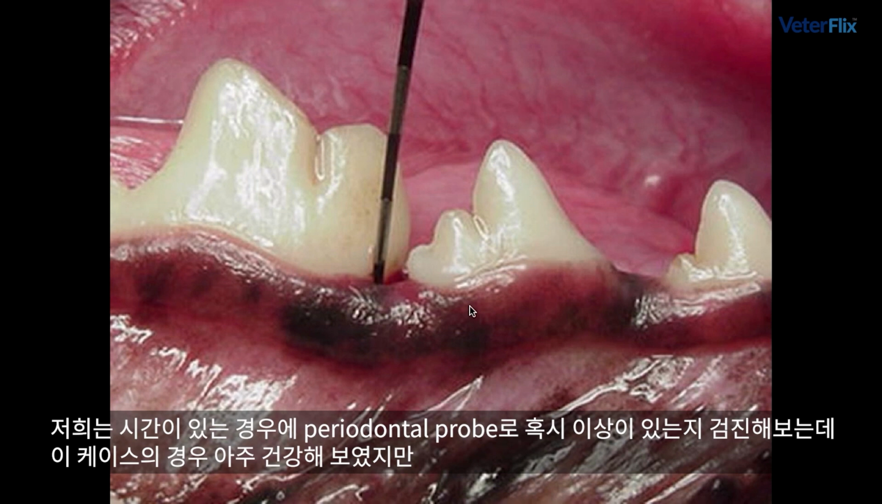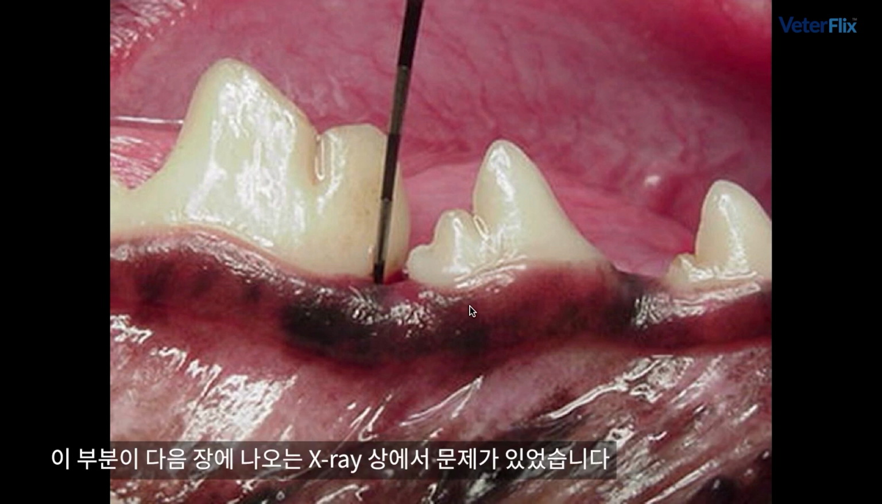Very frequently, if we had time, we would take our periodontal probe and look for abnormalities in our patients. And in this particular case, even though this patient looks really nice and normal, there is a problem here, and we'll look at the radiograph or the x-ray in the next slide.